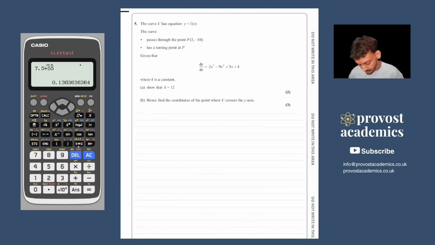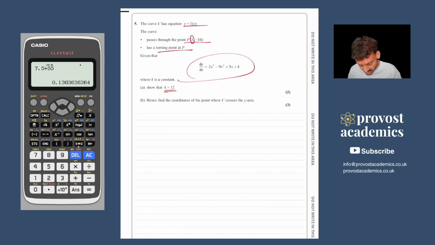Nice, let's keep going. Okay, so we've been given some function f that passes through point p, which is the turning point, and we're given the derivative. Since we know what the derivative is and we know that p is at a stationary point, to find k we make the derivative equal to 0. Since we also know the x coordinate of p, we can sub that in and figure out the value of k.